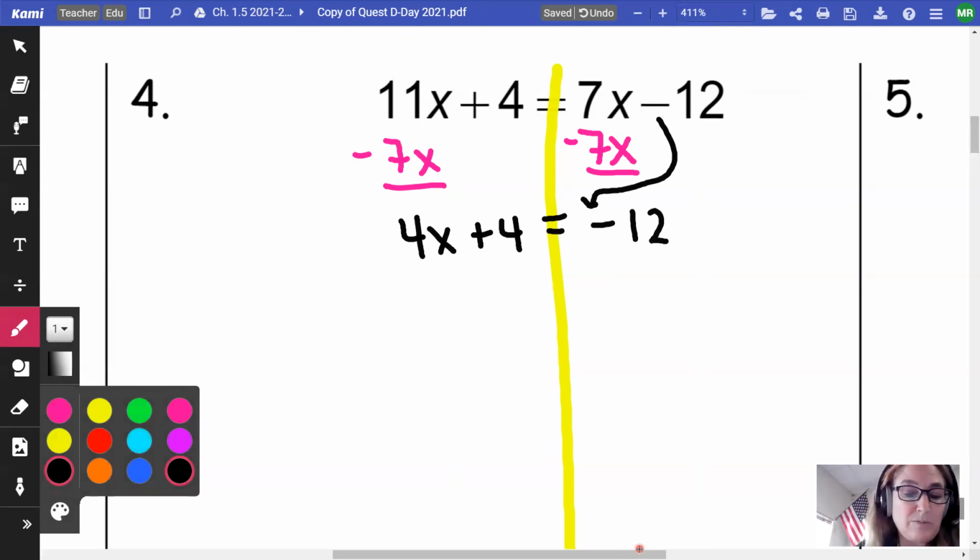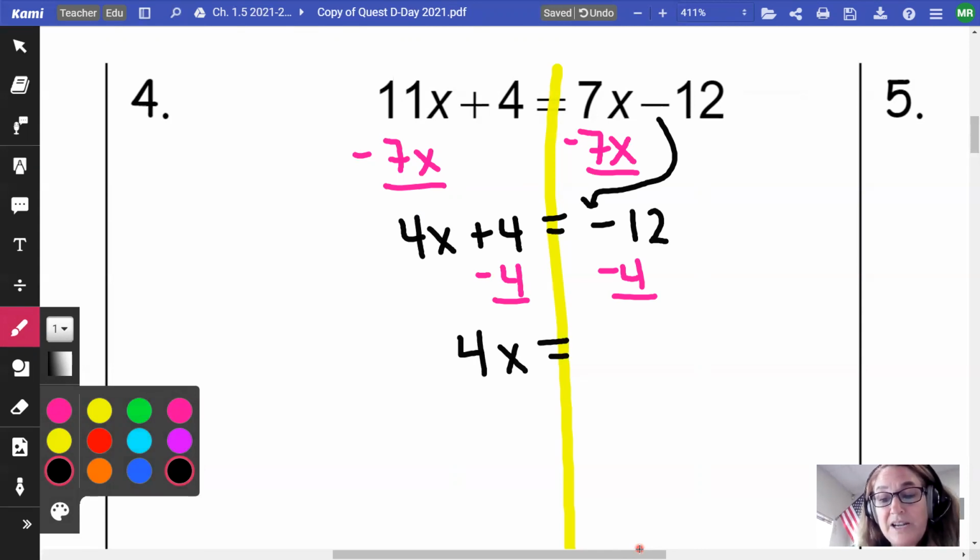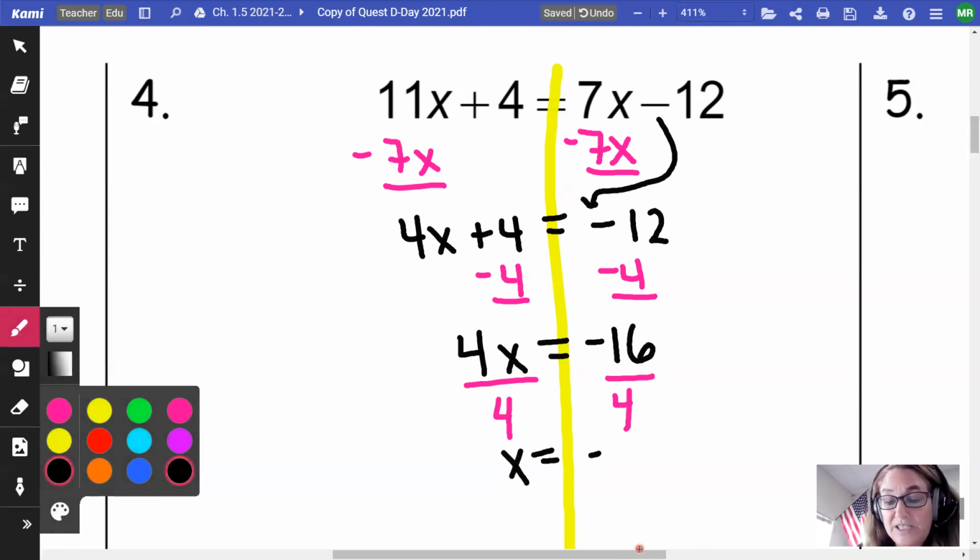Now we have a 2-step problem. So I need to get rid of that plus 4. The opposite of a plus 4 is minus 4. So on the left-hand side, I'm going to get 4x, and then a negative 12 minus 4 is a negative 16. Then the second step of a two-step problem is to get rid of that number in front. So I'm going to divide by 4. And I get x is equal to -4. And that's my answer.